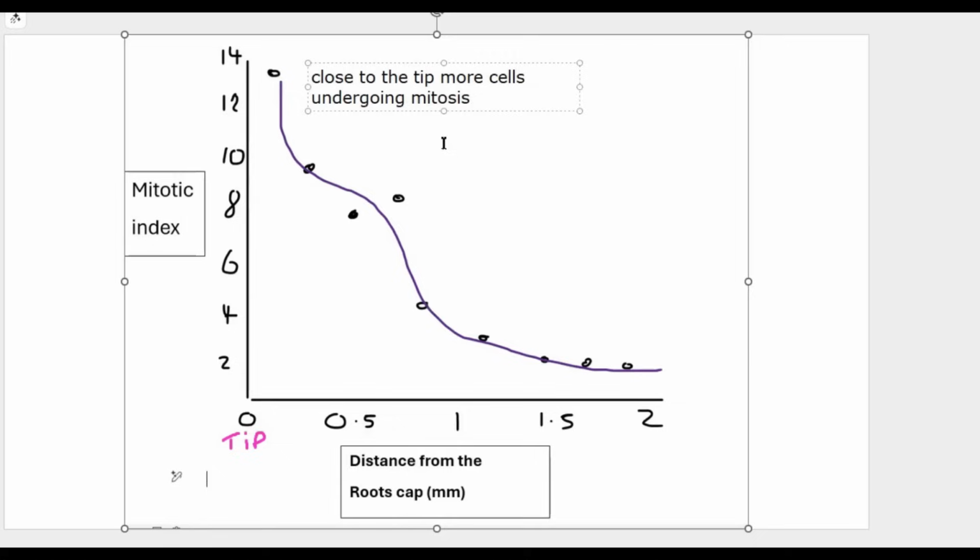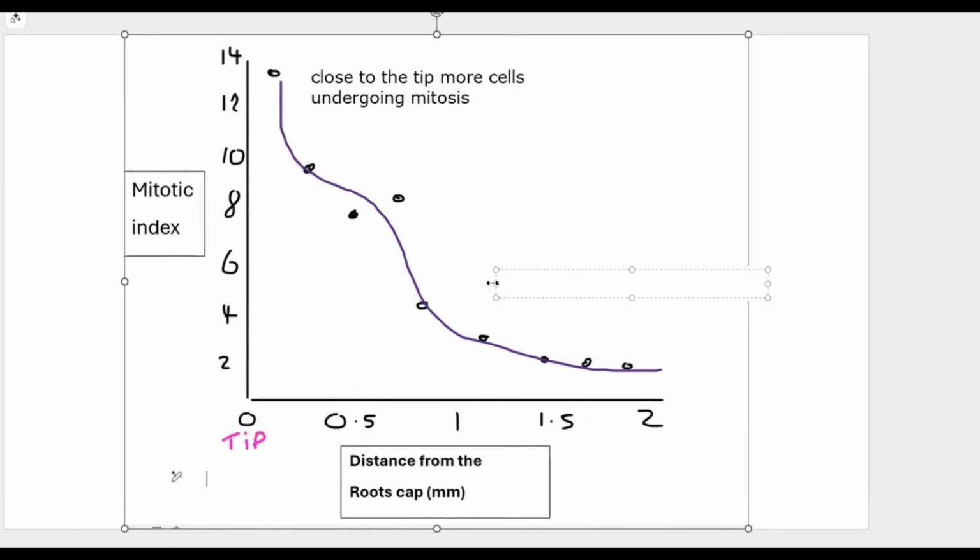As you get close to the tip, there's more cells undergoing mitosis. We don't need to talk about meristem tissue and differentiation at the tip of the root. So as we go down, the further away from the tip, what can we infer about these cells? If they're not in mitosis, this looks like only 20% are dividing. What other stage of the cell cycle must they be in?